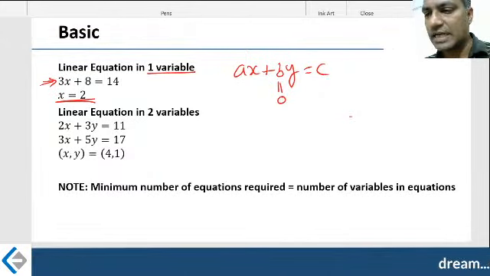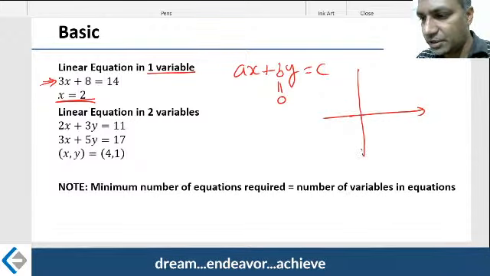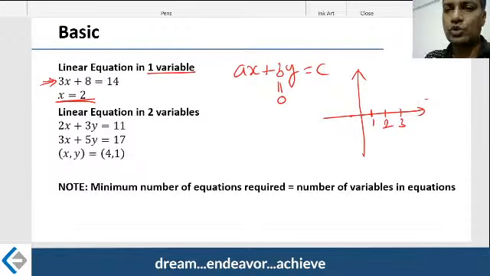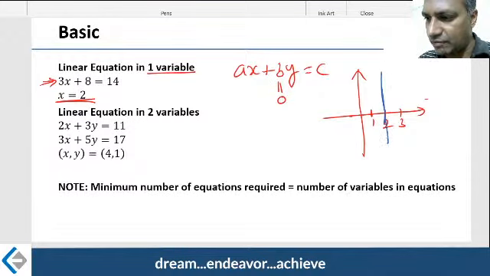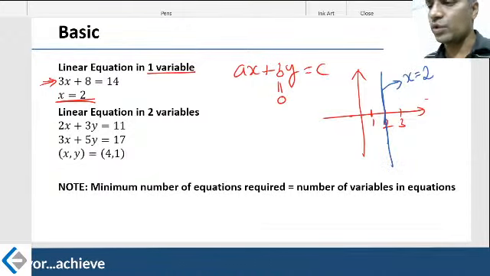Is that a straight line? Of course yes, as x is equal to 2 is a straight line. If you take a graph sheet and plot these lines as this is 1, this is 2, this is 3, x is equal to 2 implies this is the straight line. This is the line which is called x is equal to 2. It's a vertical line. X is equal to 2 is a vertical line.